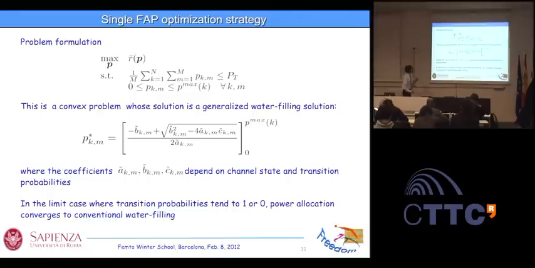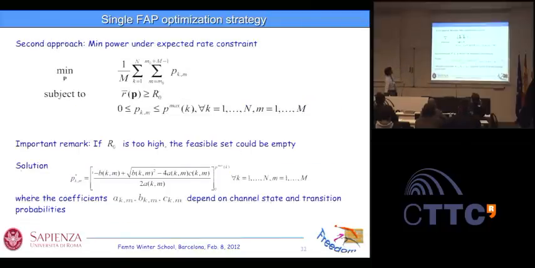We also checked through a different path the correctness of this expression, because we took the limit of this expression, making the transition probabilities go to 1 or 0 in a coherent form, and we checked that this form goes to the water filling, which is the right solution, as we know. So this is a sort of generalized water filling.